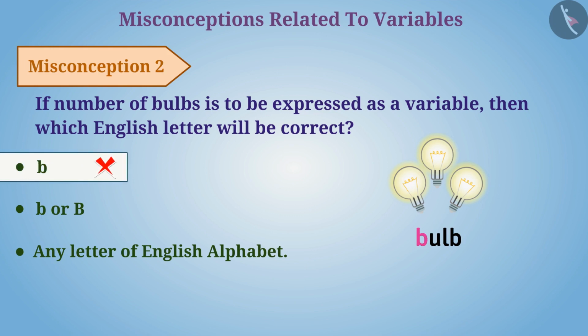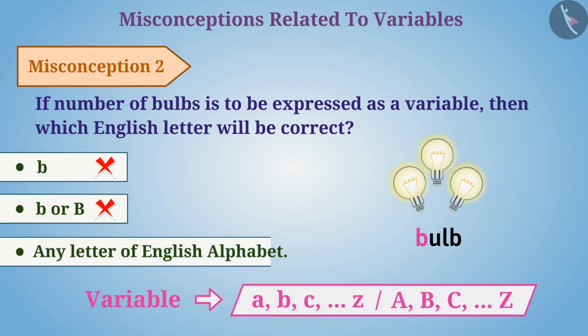In the same way, option 2, that is either small letter b or capital letter B can only be used, is also wrong answer. Indeed, we can use small letter b or capital letter B to show the number of bulbs, but we can use any letter from the English alphabets for the variable.